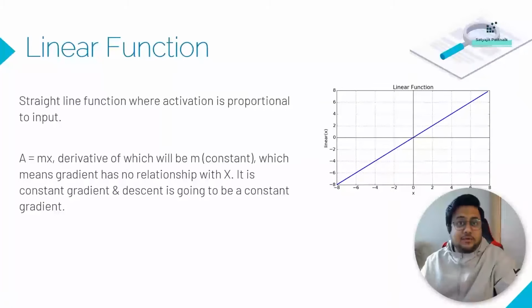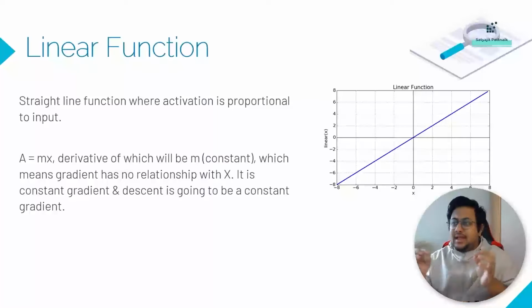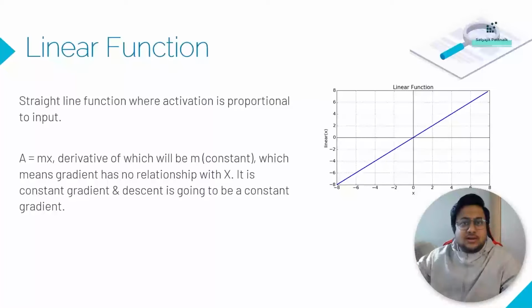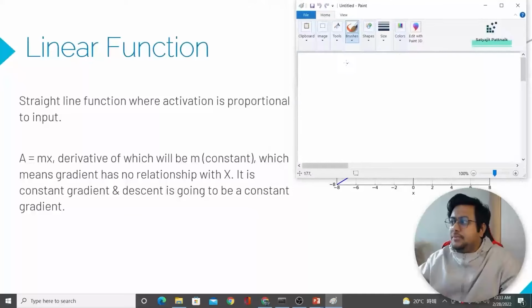The second type of activation function is going to be the linear function. Last class, we talked about the step function, and in this video, we'll be talking about the linear function. Now, what exactly is a linear function? You can see on the screen, a linear function is nothing but one which is linear in nature. And we all know the formula of a line is y equals mx plus c, right?